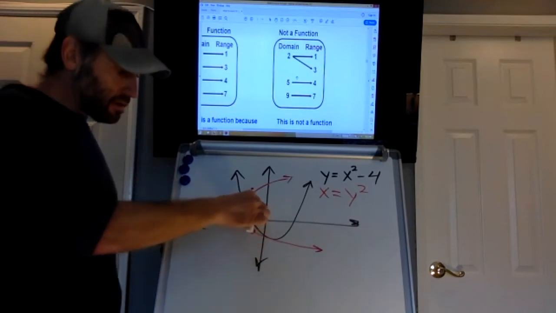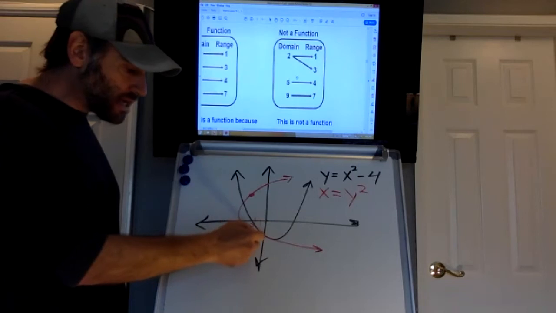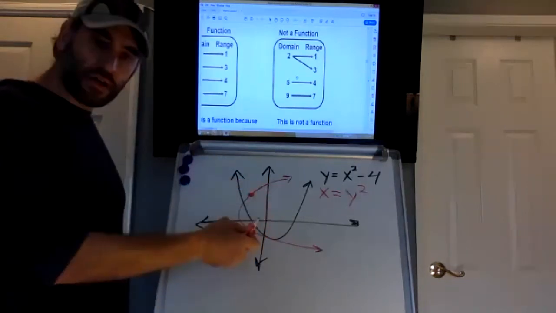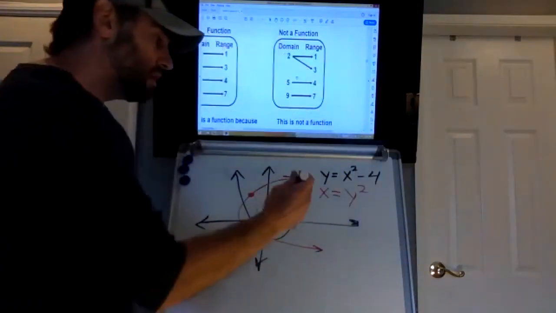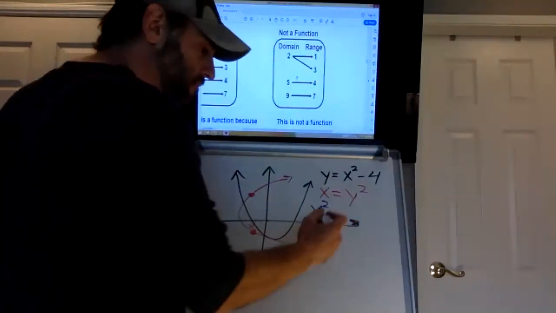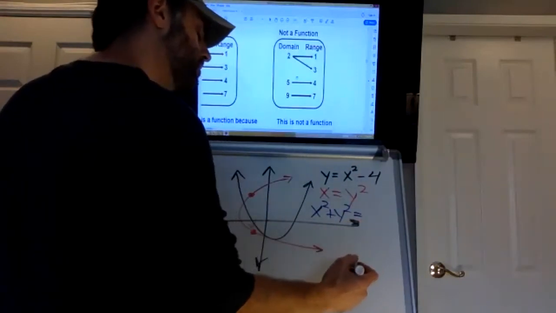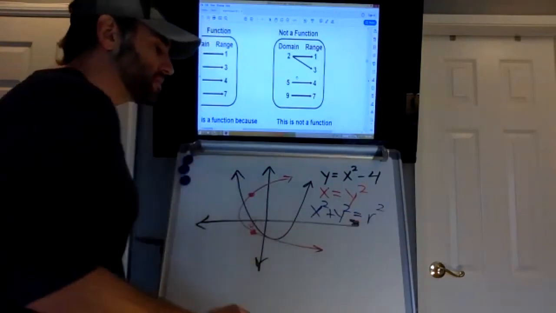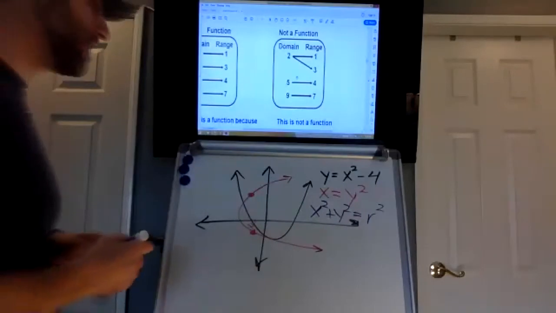If x is, let's say, -2 here, then your y could be here, or it can be here. It's not a function. What about a circle? What do you think the equation for a circle is? It's the Pythagorean theorem. The number that goes there is your radius squared. A squared plus B squared equals C squared is the equation of a circle.